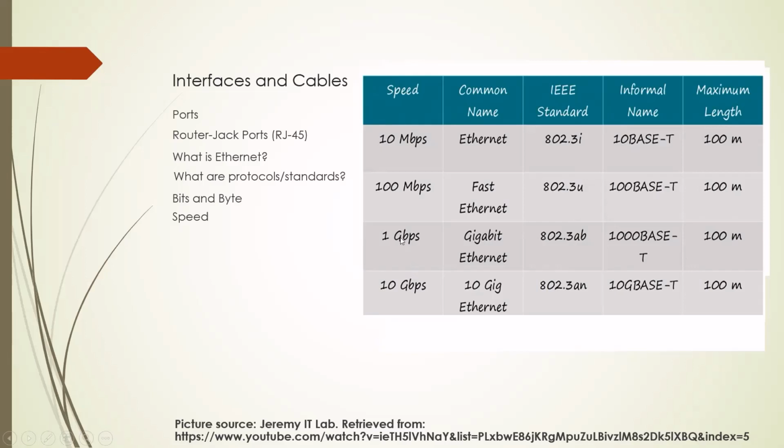We also have 1 Gbps, like the switch we showed you earlier on. It's actually 10/100/1000, which is 1 Gbps. This is 802.3ab. Please take note of the letters beside it, ab. It means that it's 1000BASE-T, and the maximum distance length is 100 meters.